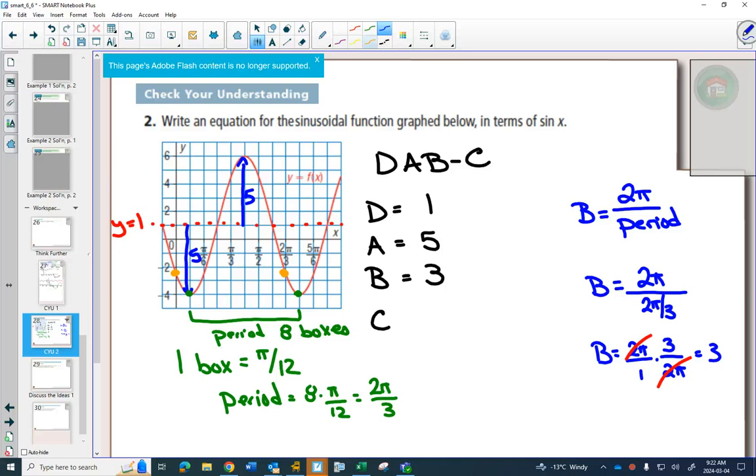Now we have figured out everything except our c value. In fact, I'm going to start writing out the equation. I know that my a value is 5. The question said write it in terms of sine, so I know I need to have sine. I know my b value is 3. I'm going to put brackets in factored form. I'm going to leave a space for my c value, and I know that my d value is plus 1.